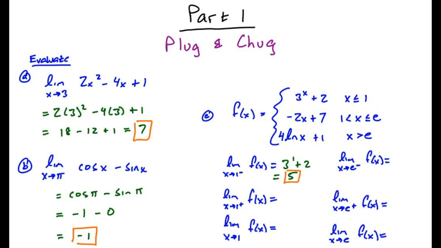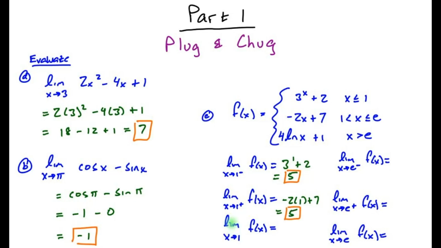For our second limit, as x approaches 1 from the right of f of x, again, we want to make sure we plug in 1 to the right location. And it doesn't matter that x is allowed to equal 1 or not allowed to equal 1. We want to make sure we plug it in where x is allowed to be a little bit bigger than 1. So that's the middle part of our function. Plugging in 1, negative 2 times 1 plus 7 should get us 5 again.